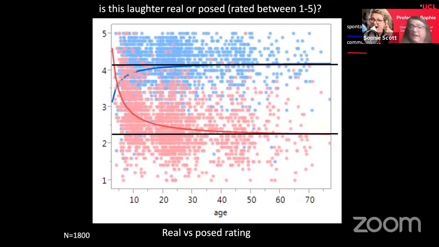These are people between the ages of sort of 3 and 80 rating laughter as communicative or spontaneous. And what you find is children are not good at this, and you get better and better, but you don't really get very, very good at spotting the communicative laughter until you are into your late 30s. So this is probably something that is more of a social skill that you can only learn in interactions.